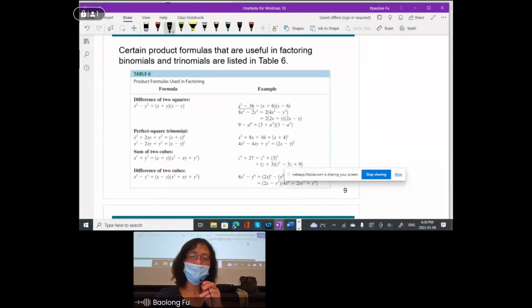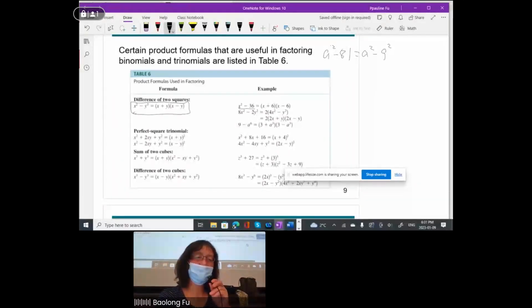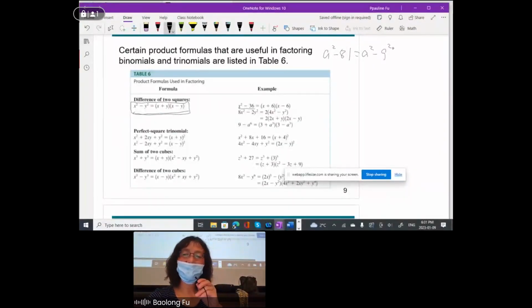Another example would be a squared minus 81. Factor this one. We know 81 is 9 squared, and then you apply this formula here, x squared minus y squared equals x plus y times x minus y. So this one becomes a plus 9 times a minus 9.